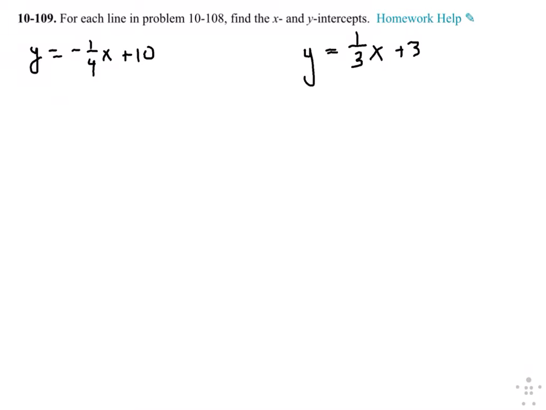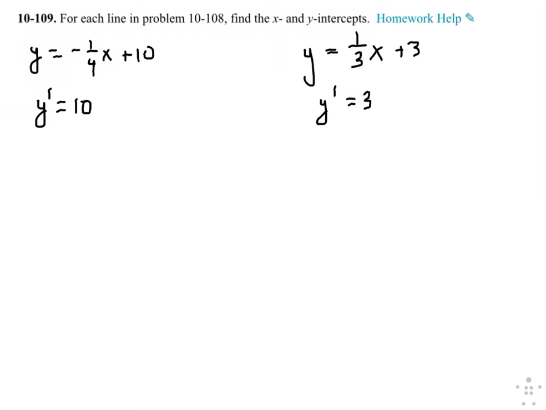Y intercepts are easy, right? We substitute 0 in for x. So the y intercept for this one is 10. And again, x and y intercepts are not ordered pairs. The book lists them as ordered pairs. They're not ordered pairs. It's the y value. So the y-intercept for this one is 3, right? Because we put a 0 in for x.